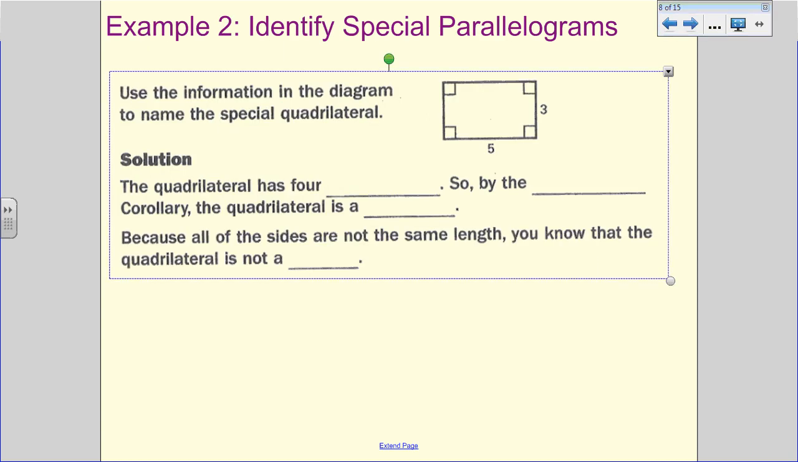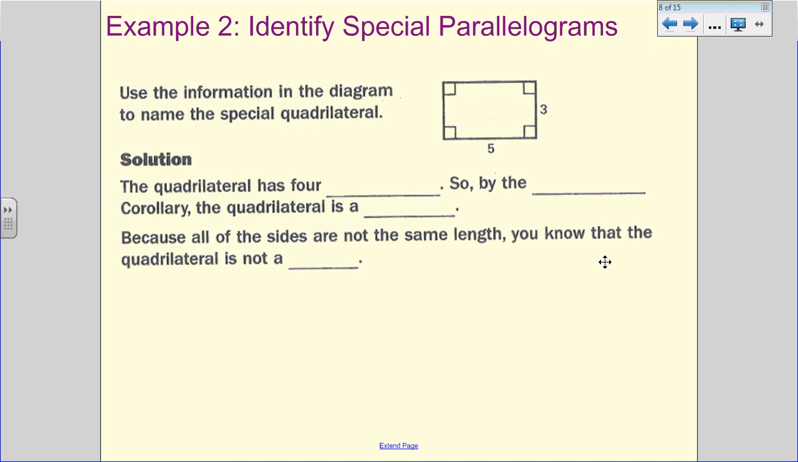All right, so let's take a look at what they want us to do with these. So they want us to be able to identify special parallelograms. So they want us to take a look at the information and see what we know. It has 4 sides, so it's a quadrilateral. When we look at it, it has 4 right angles.